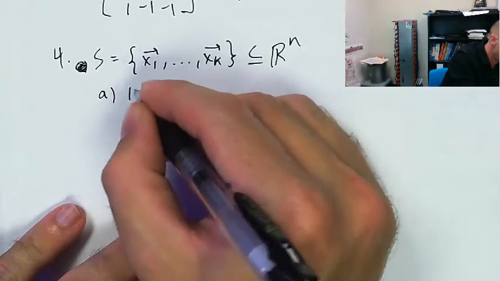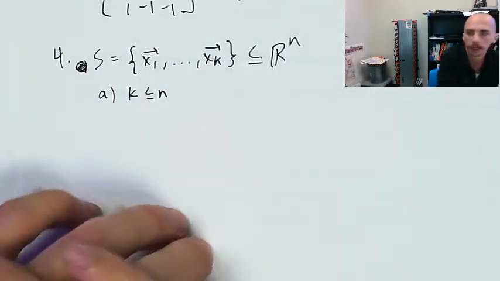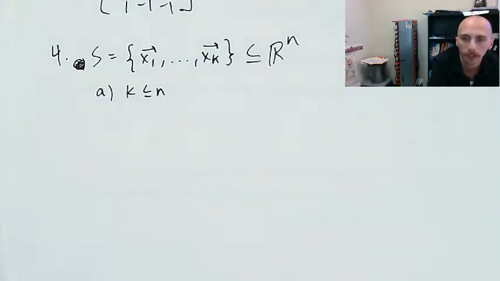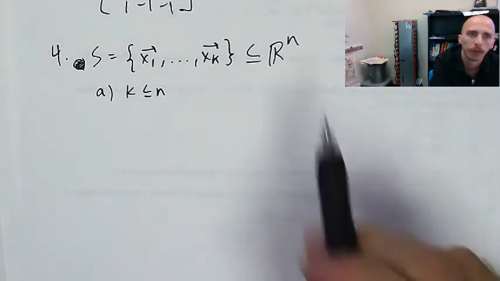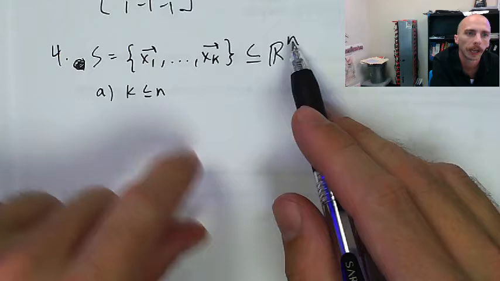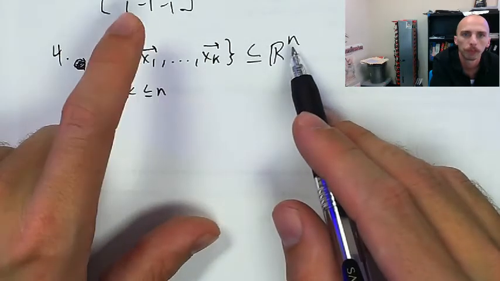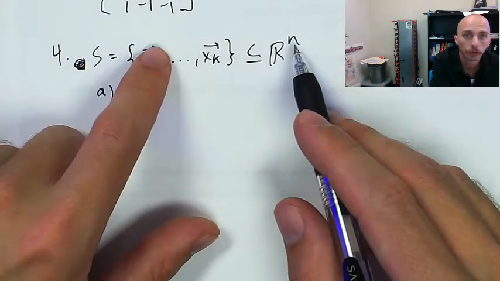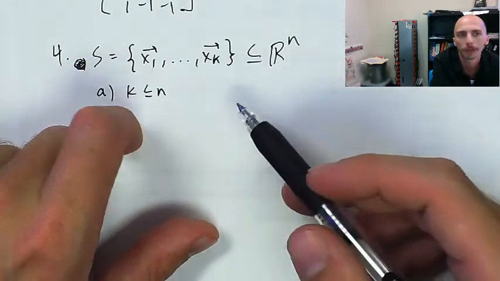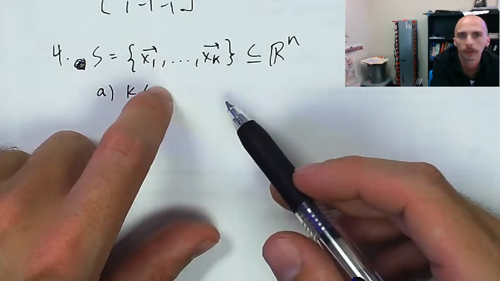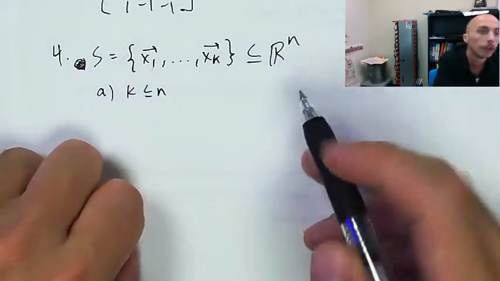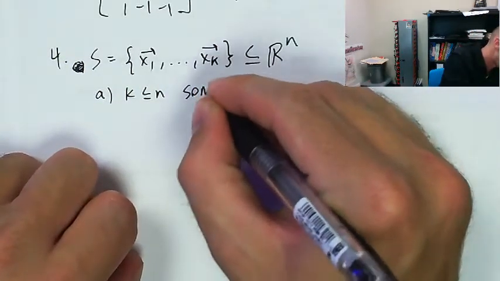So for A, if K is less than or equal to N, S can be linearly independent, but it's not a guarantee, right? If this was R3, and I had 2 vectors, 1, 0, 0, and 2, 0, 0, that would be linearly dependent. But there would still be fewer vectors than the dimension of the whole space. So I'm going to say that's sometimes.